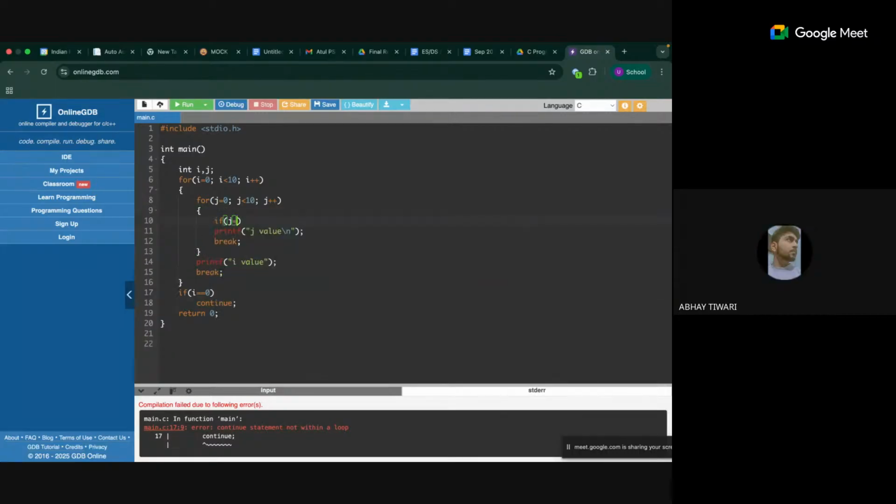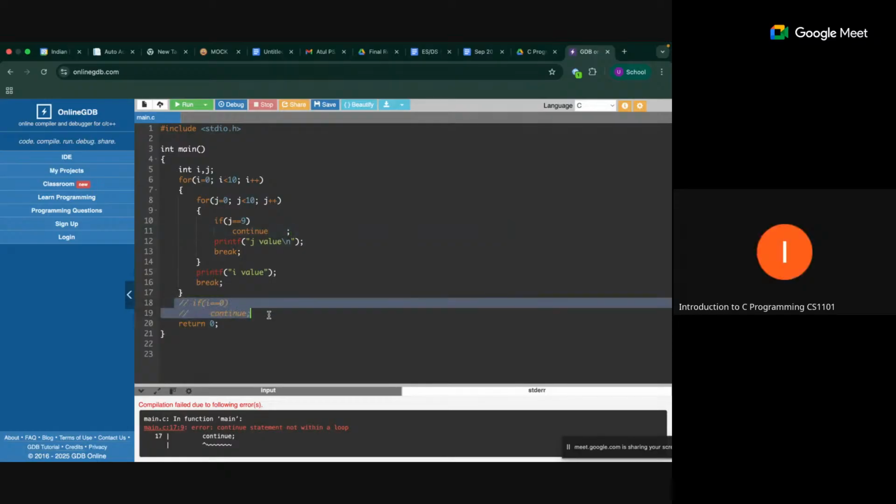Ma'am, if a continue statement is within the loop, then after the continue statement, it will skip the whole remaining code and move towards the next iteration. Exactly. Whatever statements are below that, it will ignore. Let's see an example here. It doesn't read any statement below the continue; it will just ignore it.